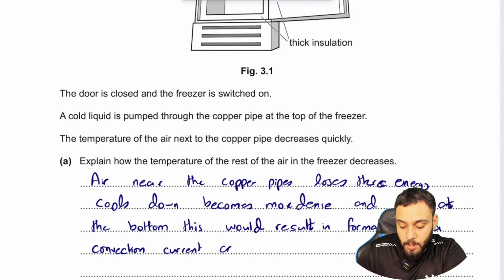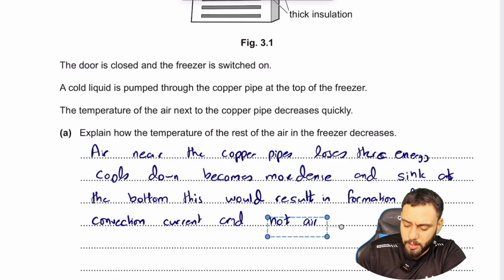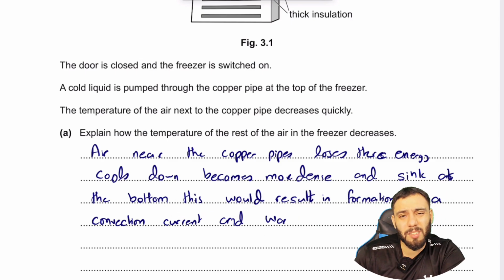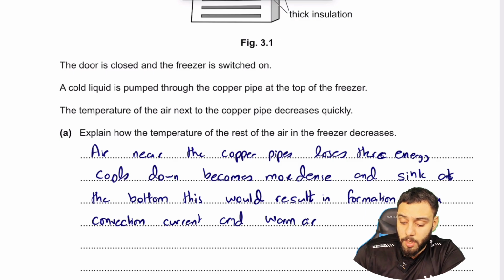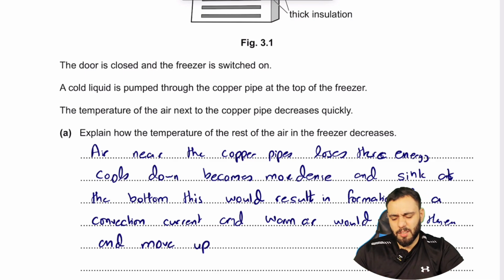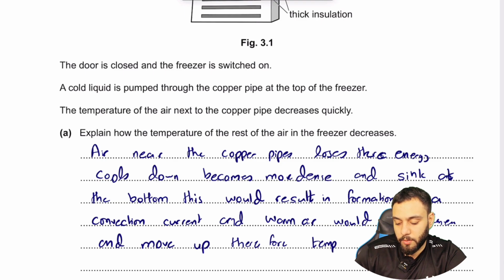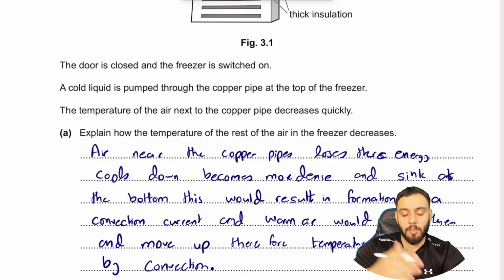And warmer air, I can say. Hot is not the correct word, I guess. They won't deduct the marks, but I think warm air is the correct word. So warm air would move up and replace them. Therefore, the temperature decreases by convection. So by convection, the temperature would decrease, and these are all the key points.